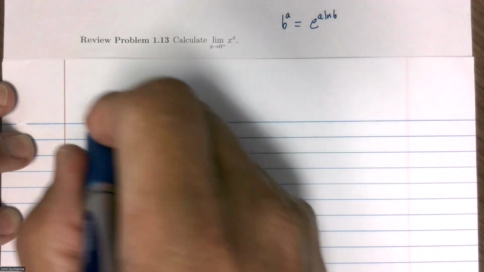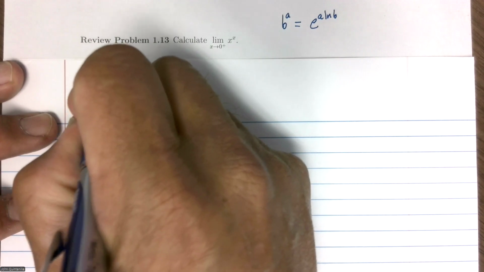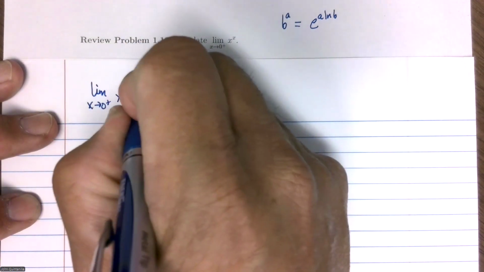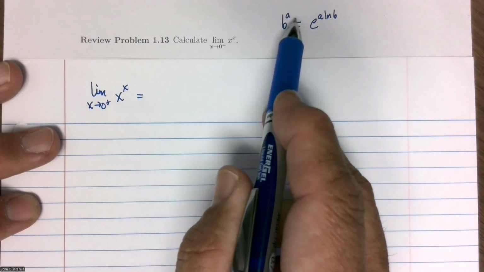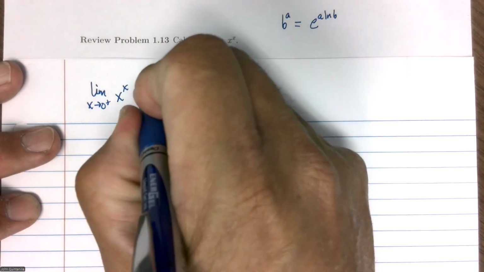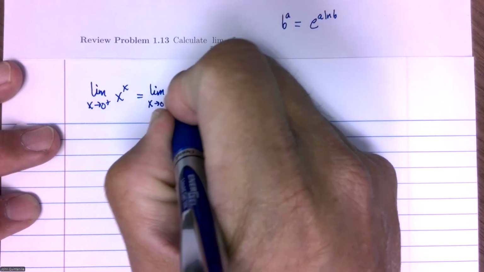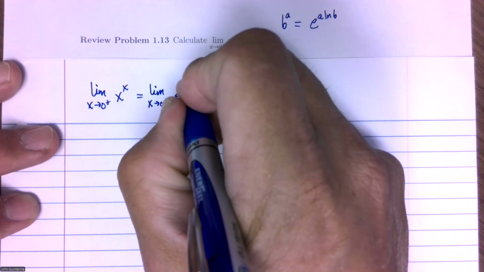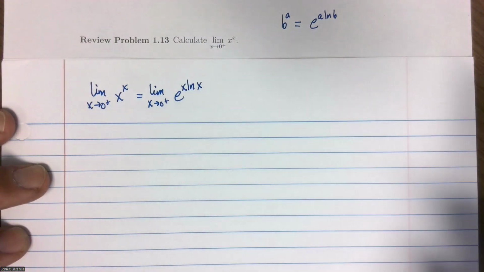And therefore, the limit as x approaches 0 from above of x to the x equals, okay, in this case, they're both the same, but the a is x, the b is also x, and so this becomes the limit as x approaches 0 from above of e to the x times the natural log of x. Okay, so the idea is that we will examine the limit.